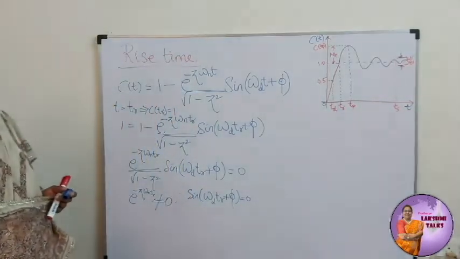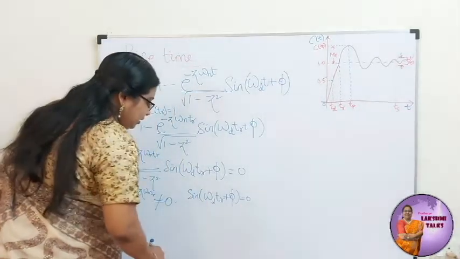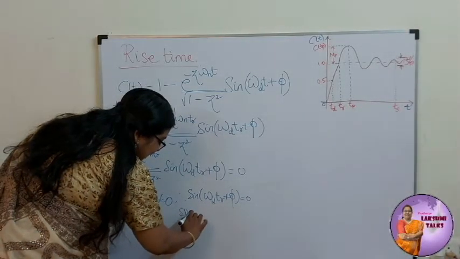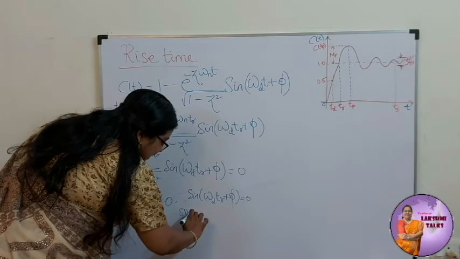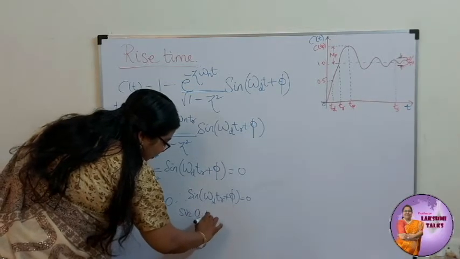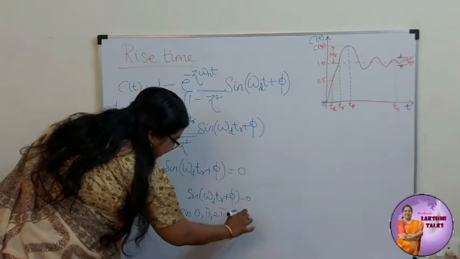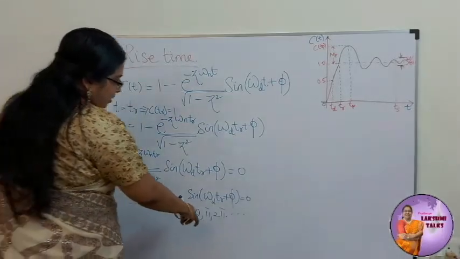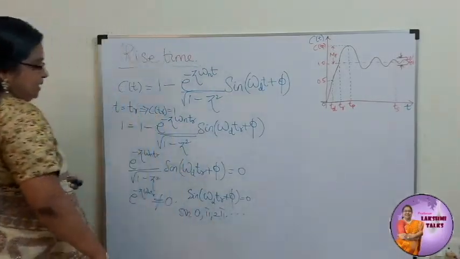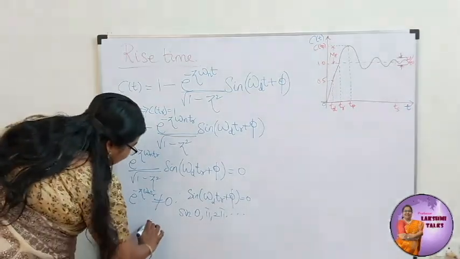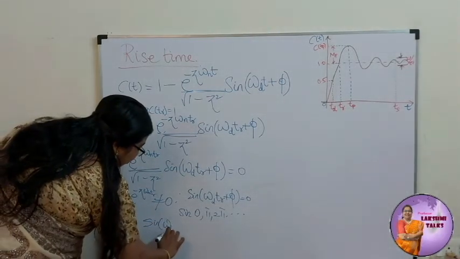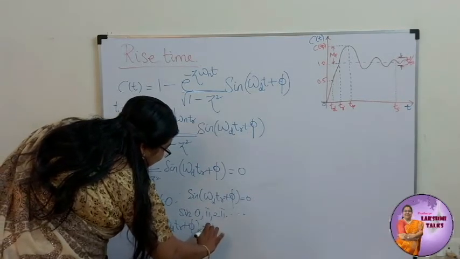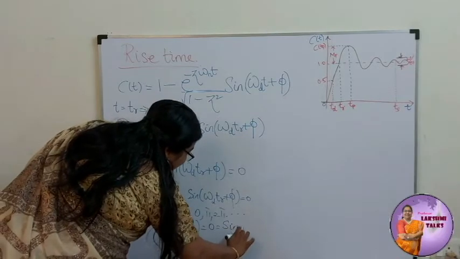So what are the values at which it becomes 0? Sine is 0 at 0, pi, 2 pi, etc. Right? So what we can do is take sine pi. Sine pi is 0. So we know that sine of omega d t r plus phi is equal to 0, which is equal to sine pi.